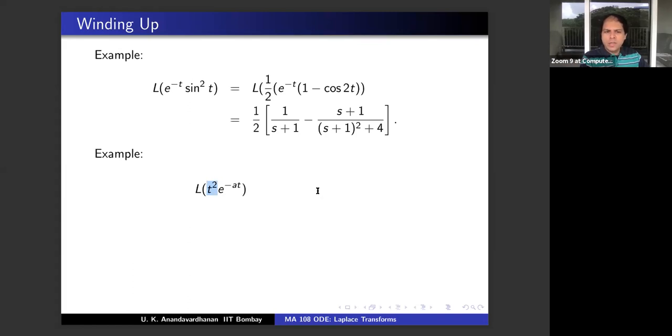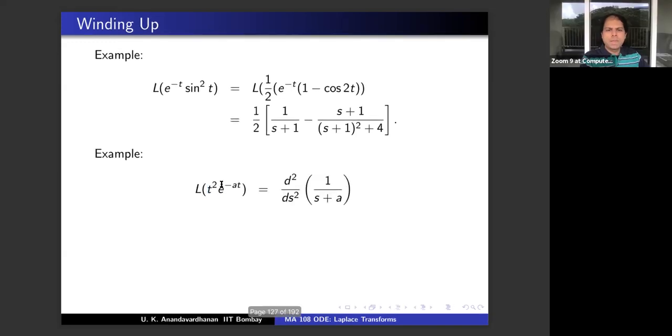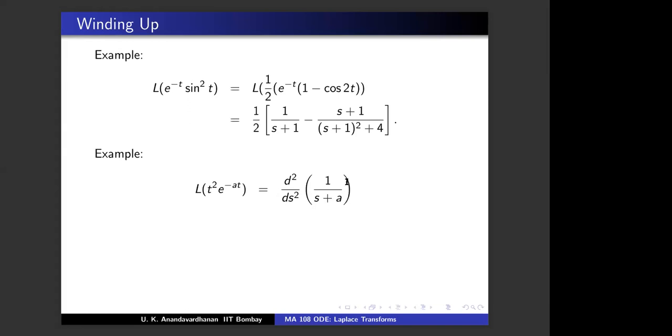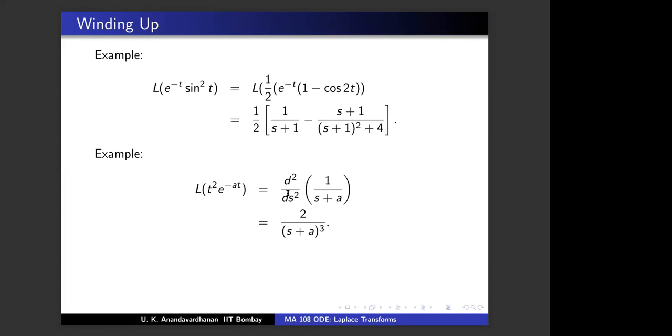And what I'm doing here is multiplication by t square inside, right? Multiplication by minus t corresponds to taking the derivative of the Laplace transform. So e power minus at is 1 by s plus a. Multiplication by minus t corresponds to taking d by ds. Multiplication by one more minus t corresponds to taking one more d by ds. So it is d square by ds square of 1 by s plus a. What is this answer if you do it? 2 by s plus a whole cube. Correct? And this is the answer that we got in the other method also, right?